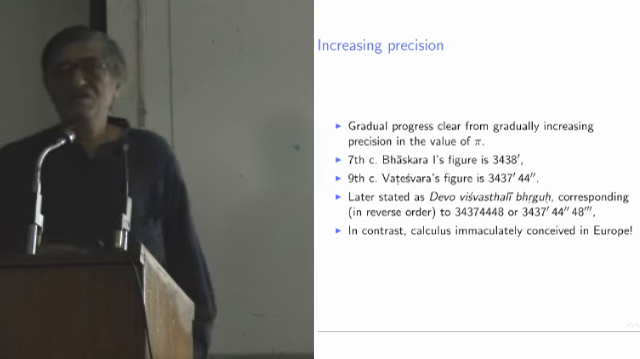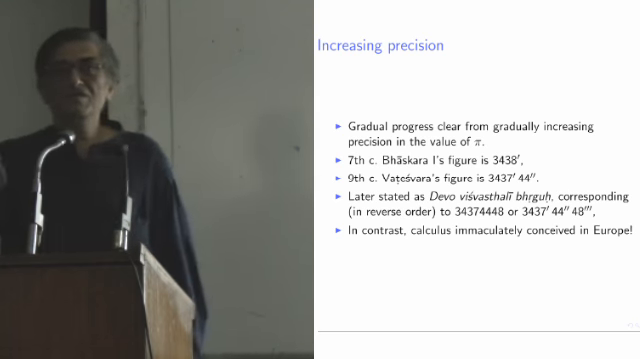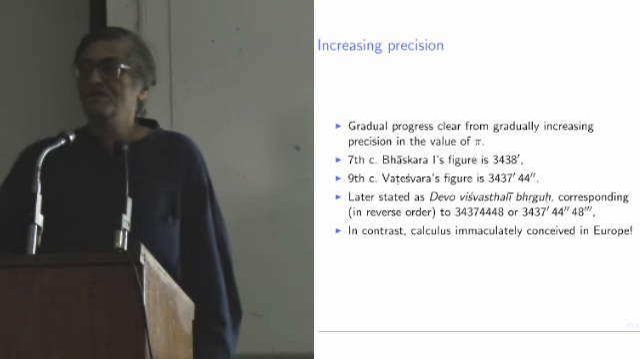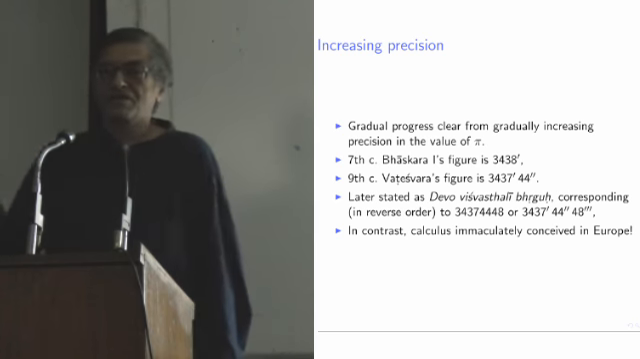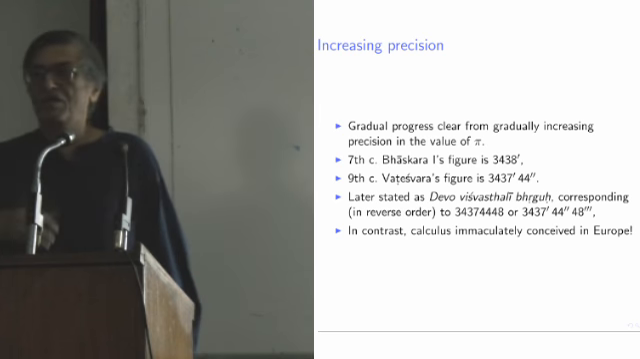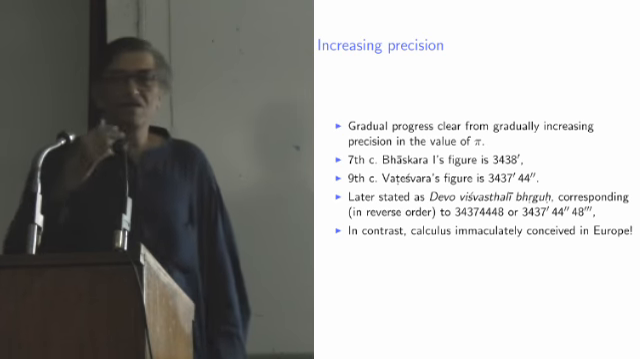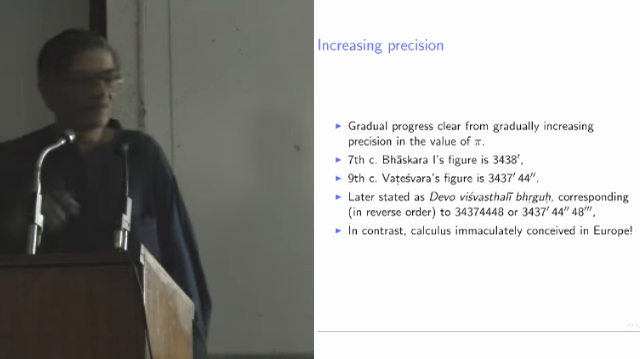In contrast, calculus was immaculately conceived. In 1582, Simon Stevin introduces the decimal place value system. Suddenly you have Kepler coming up with some calculus, Cavalieri coming up with something, Galileo coming up with something, Fermat, Pascal coming up with something, all of a sudden, all immaculate conceptions.